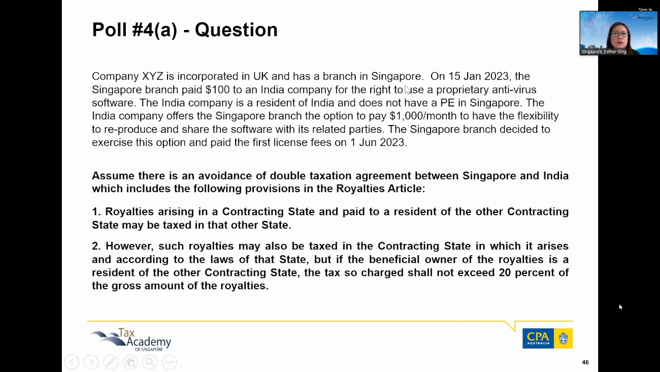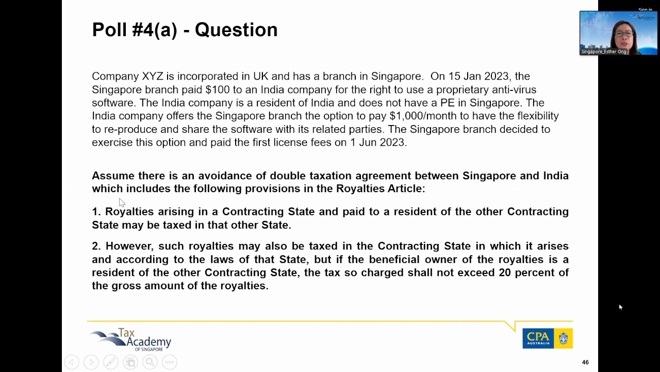Okay, let's look at our question. So this is the same as just now for the UK company with a branch in Singapore, and the Singapore branch paying $100 to the India company for the right to use proprietary antivirus software.